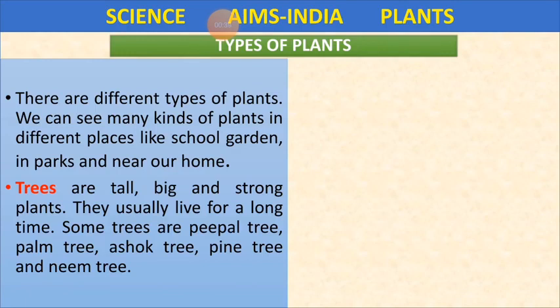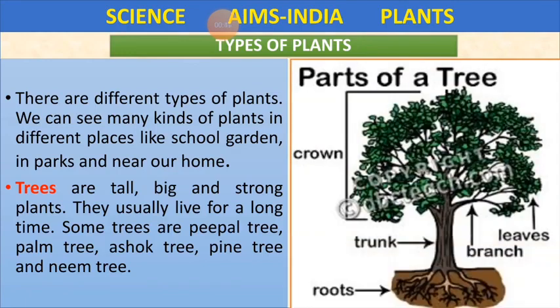There are different types of plants. We can see many kinds of plants in different places, like the school garden, in parks and near our home. You might have seen so many trees around you, children. Yes or no? These days we are growing more trees inside our balconies and even outside our homes, and we have so many trees in the school, in the parks and on the roads, so much greenery around us.